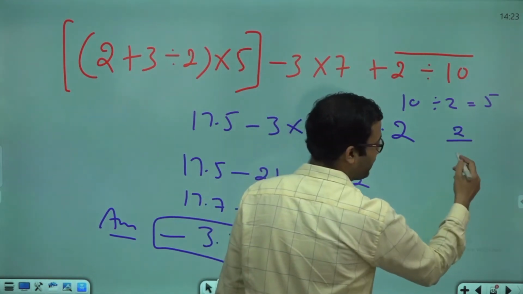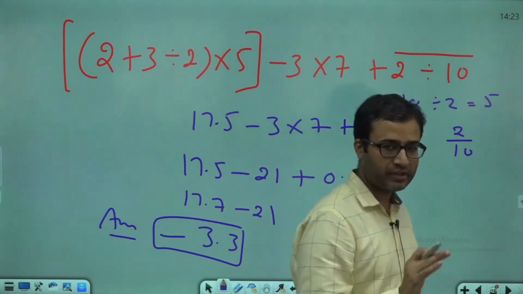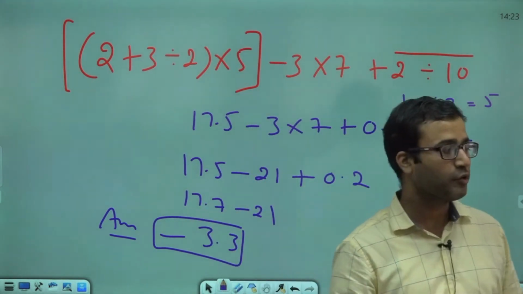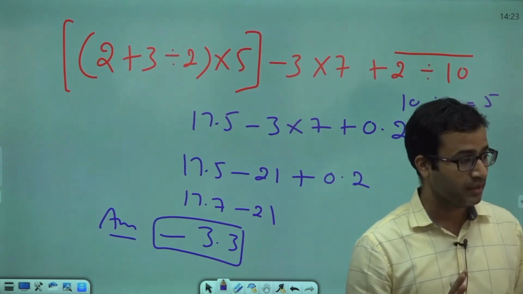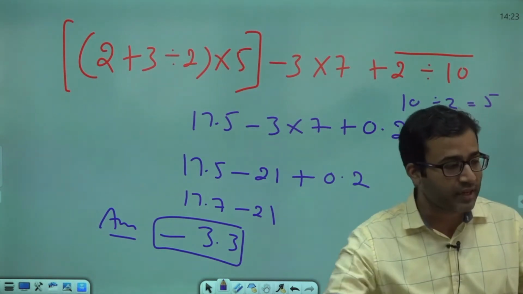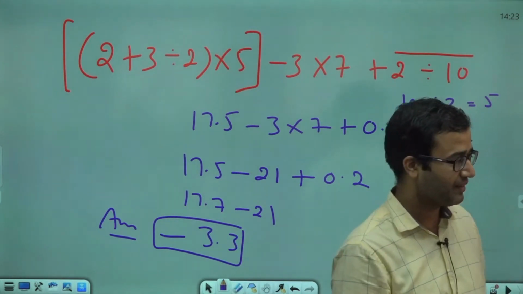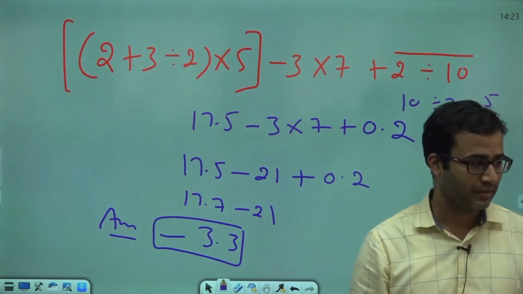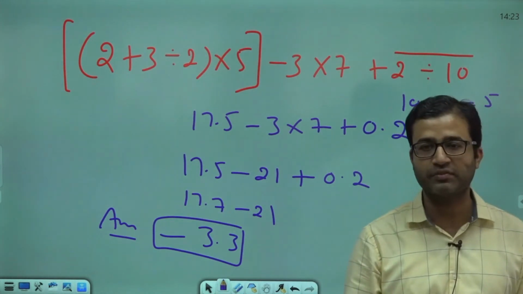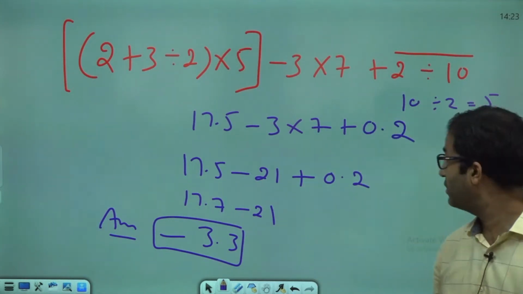2 divided by 10 is 2/10. You have 10 chocolates and you have 2 beautiful friends, so you can give 5 chocolates each. But if you have 2 chocolates and you have 10 friends, then you have to break the KitKat into pieces to give. 10 divided by 2 is 5. 2 divided by 10 is 2/10, 0.2.